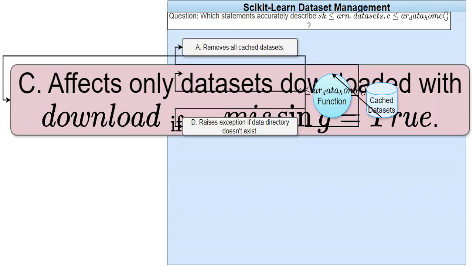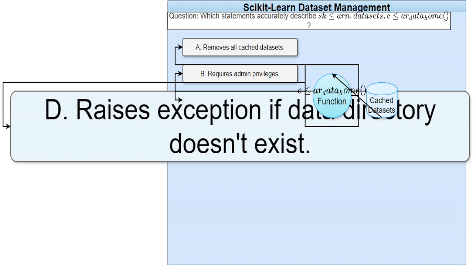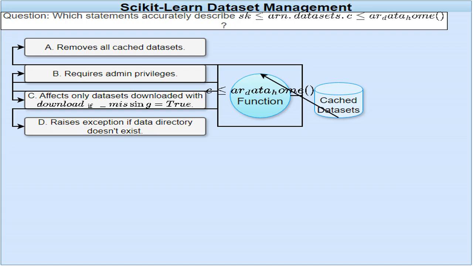This is incorrect. _clear_data_home removes all cached datasets, not just the ones downloaded using a specific parameter like download_if_missing equals true. This statement is incorrect. The function handles the case where the data directory is missing gracefully. It won't crash or produce an error. This is the overall topic. We are focusing on how Scikit-learn handles the datasets it uses, particularly how it stores and removes them.